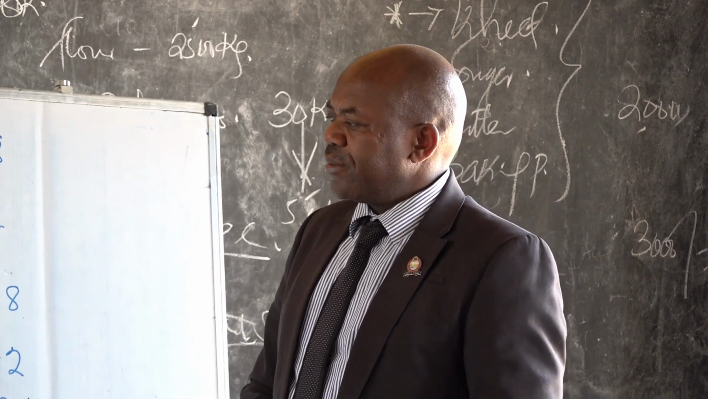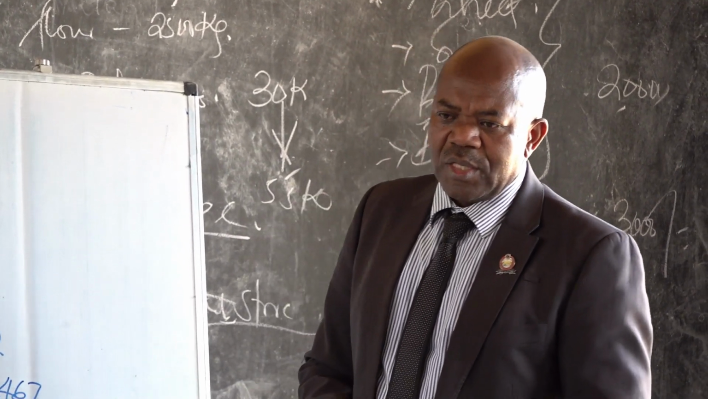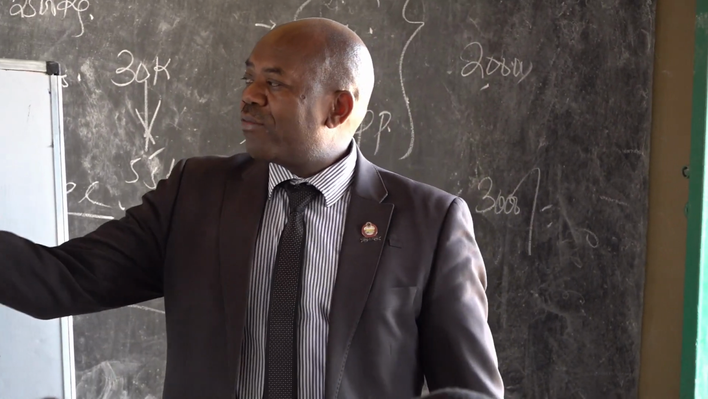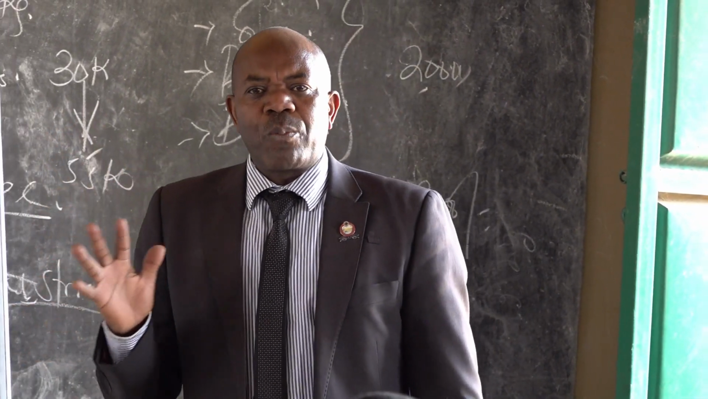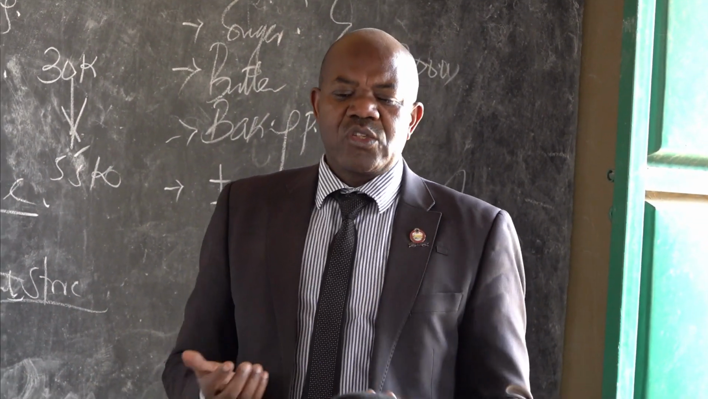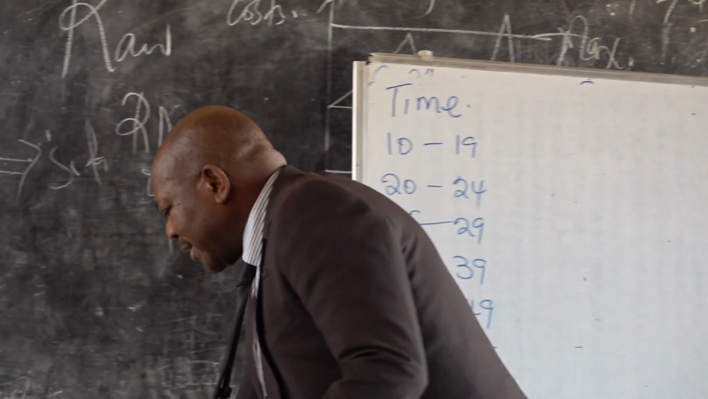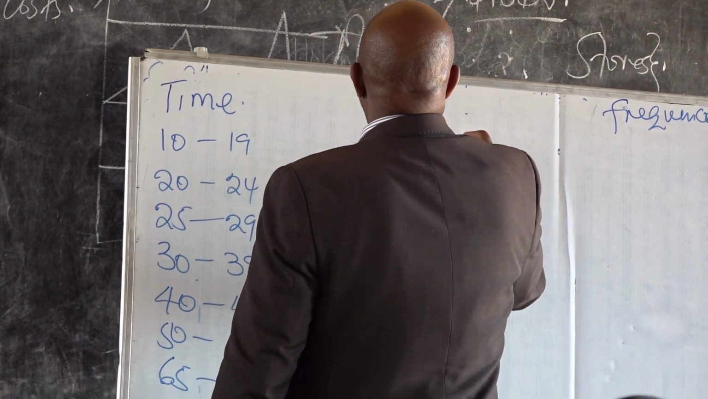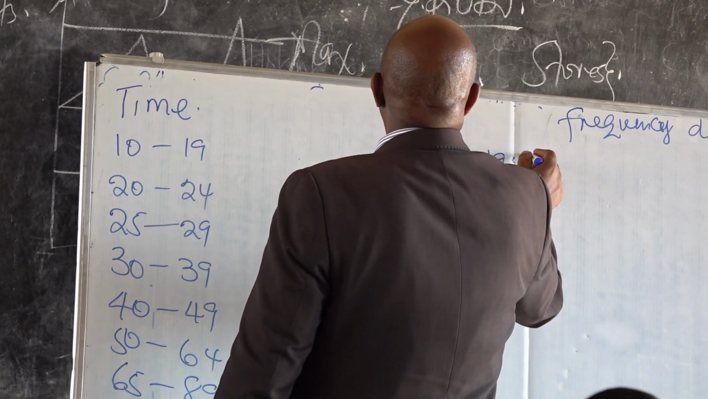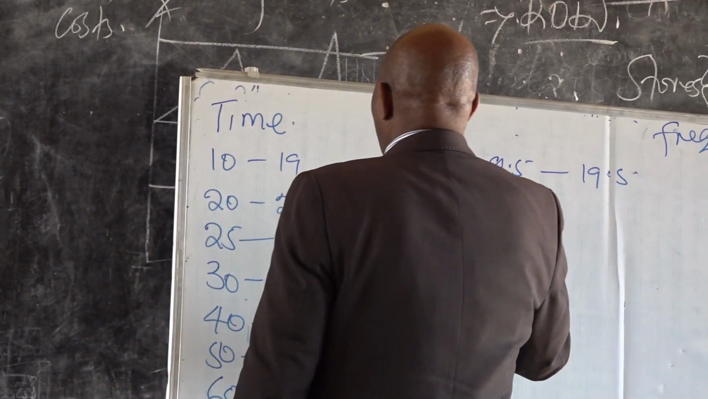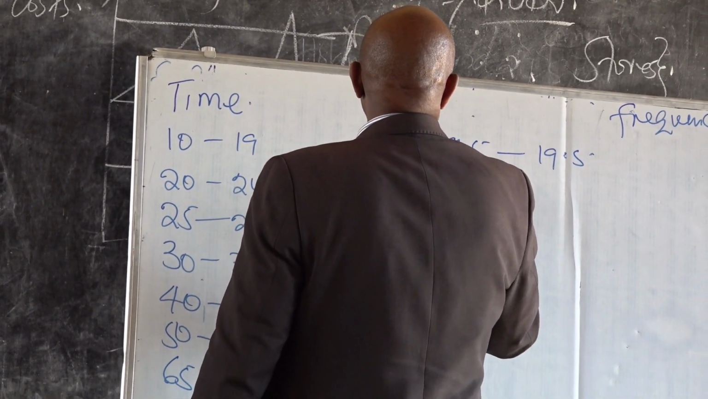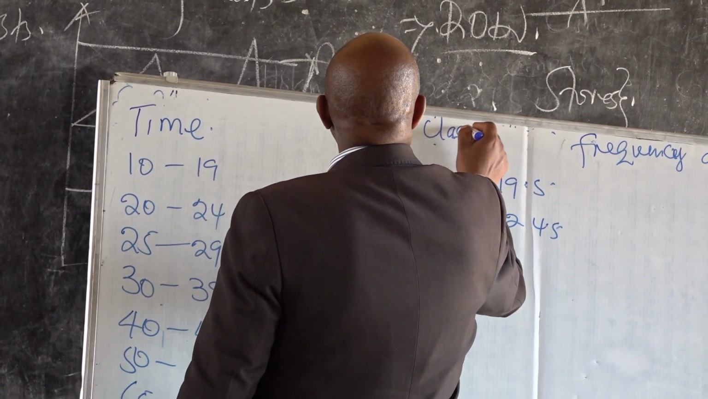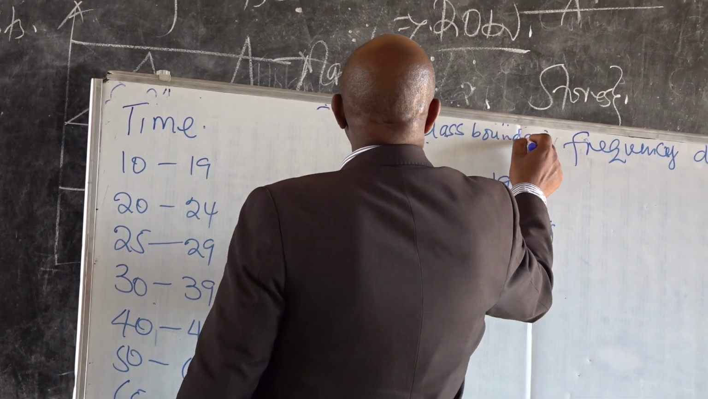Are you done with this? That's the difference. You can first write, and then we are going to have the class boundaries. I will show you what I need to put against what, and then we draw the histogram. The class boundaries here are going to be 9.5 to 19.5, then 19.5 to 24.5. These are the class boundaries that I'm looking for.